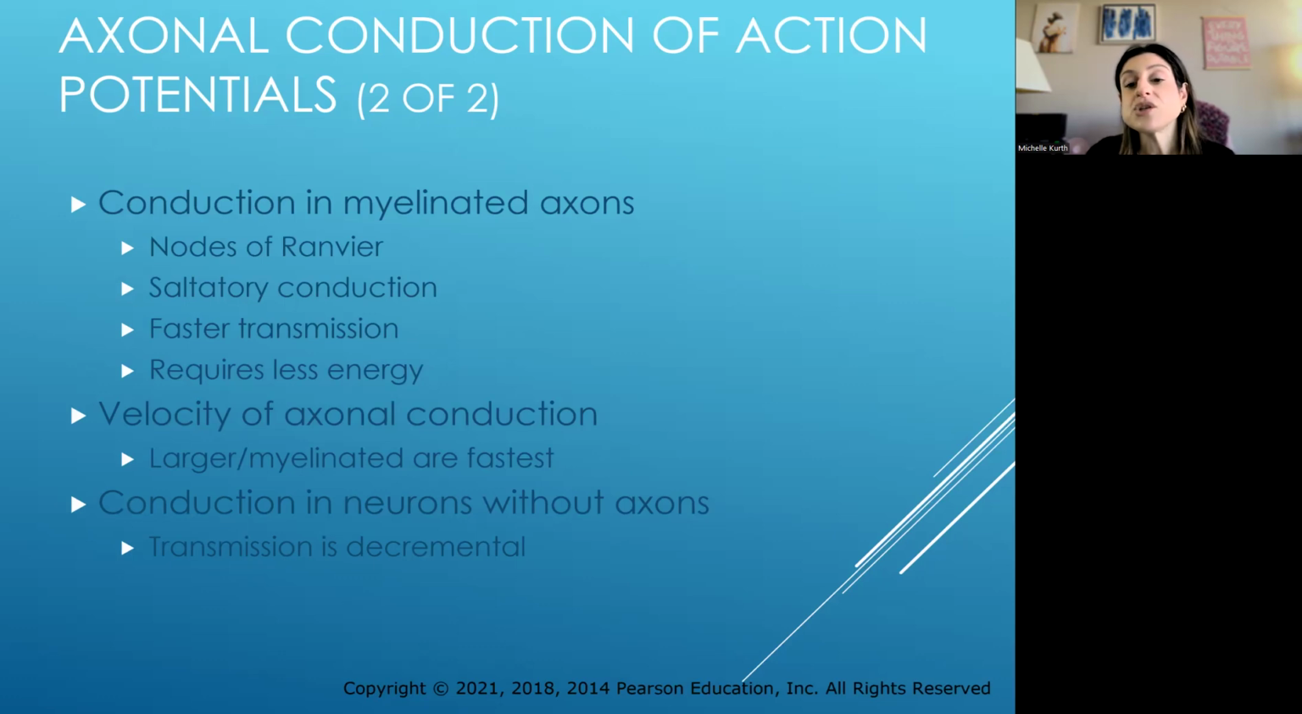Now, some neurons don't have axons at all. In those cases, signals spread passively. They get weaker as they go. This is called decremental transmission. It is fine for short distance signaling, but not effective over long distances. So the big picture here is myelin is what makes your nervous system fast and efficient. Without it, the signals slow down dramatically, which is exactly what happens in diseases like multiple sclerosis, where the myelin is damaged.